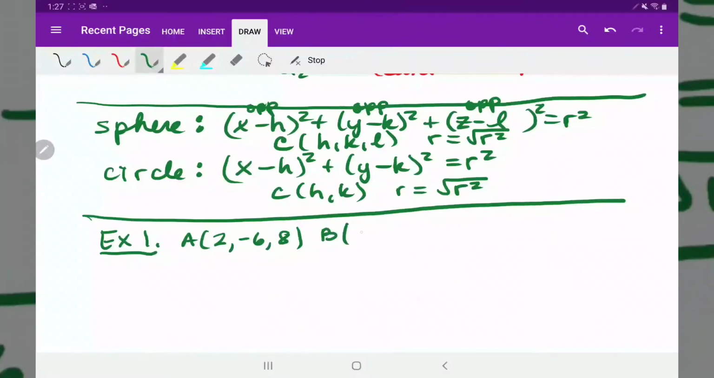And then, what should I make this one? How about 12? Okay, so now it says these are the endpoints of the diameter. And it says write the equation of the sphere.